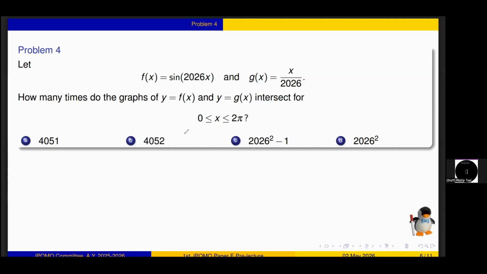Okay, people are saying, why is that? I mean, there's an answer really close to it, 4051 here. Why isn't it 4051? And similarly, why isn't it answer C and D? I mean, there's a 2026 in both.